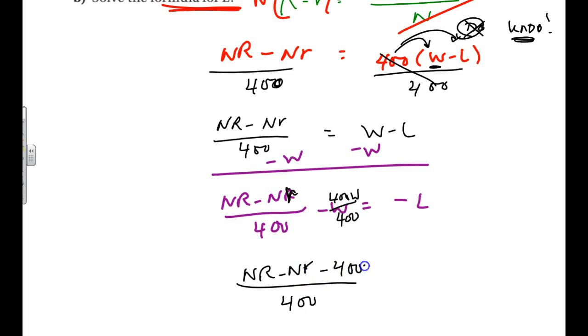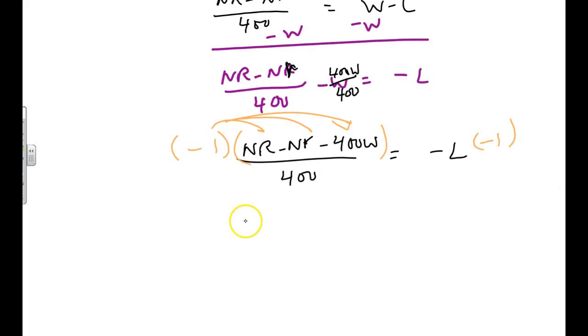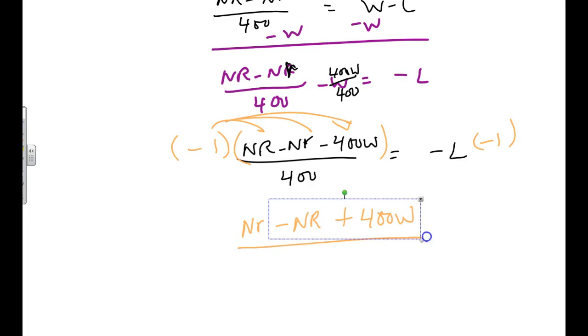minus 400W is equal to, now don't leave the answer negative L either, so we probably want to multiply both sides by negative 1 now, which is going to change all of these signs. Now don't distribute a negative 1 to the numerator and denominator, because that's like multiplying by 1. So if I change all these signs, I get n small r, I can put them in any order I want, minus n capital R, but this is a plus 400W. So I use the commutative property for the first two, just because I didn't want to start with a negative. All divided by 400 is equal to L.